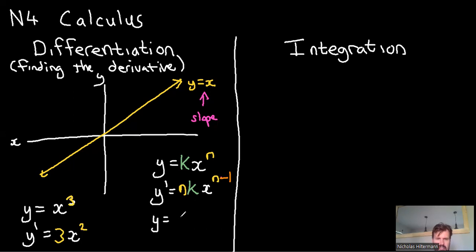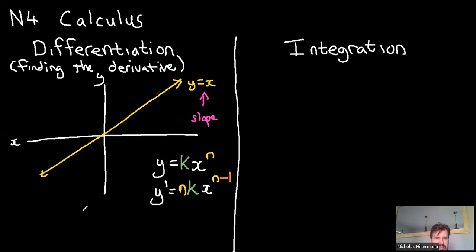So if you have y equals 4x squared, then we say 2 times 4 is 8, and take 1 off the x squared, it just becomes x. Okay, so that's how we find the derivative algebraically. I'm gonna erase that to make some more space, and do another one.